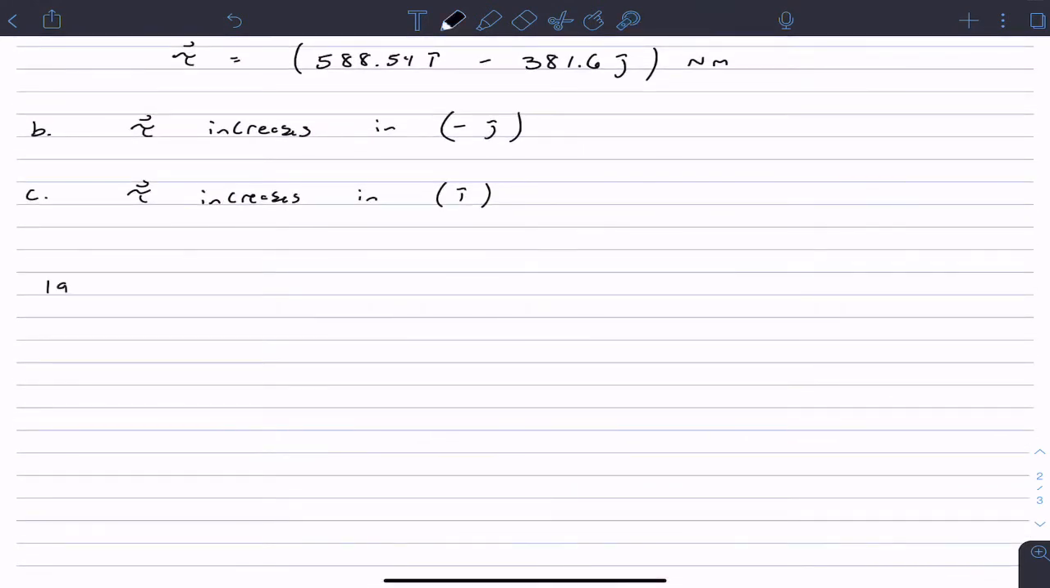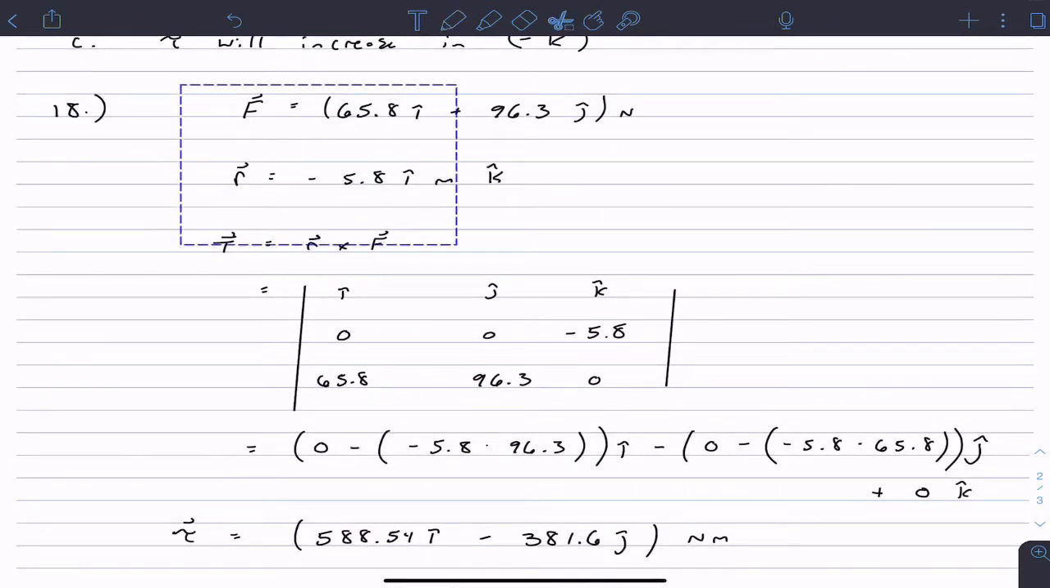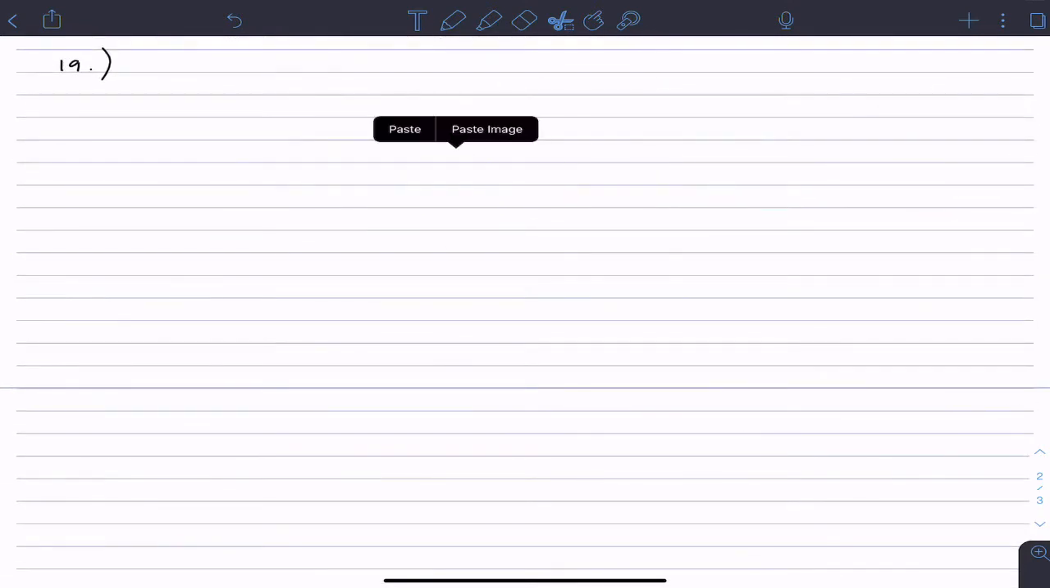Next, part number 19, part of the same series of questions. All right, so it's very similar, so I'm just going to steal all of this and change a couple of things.